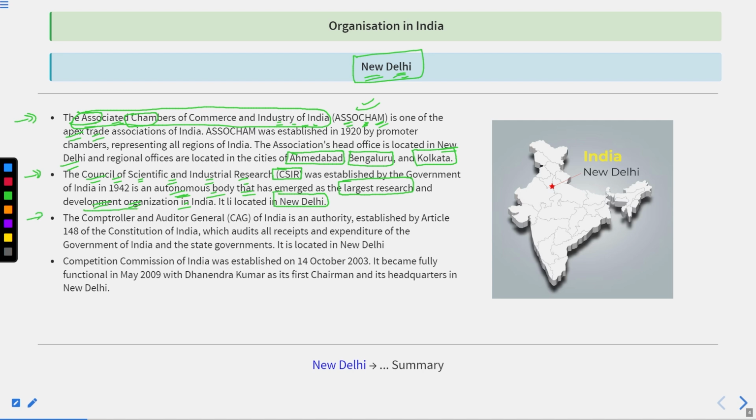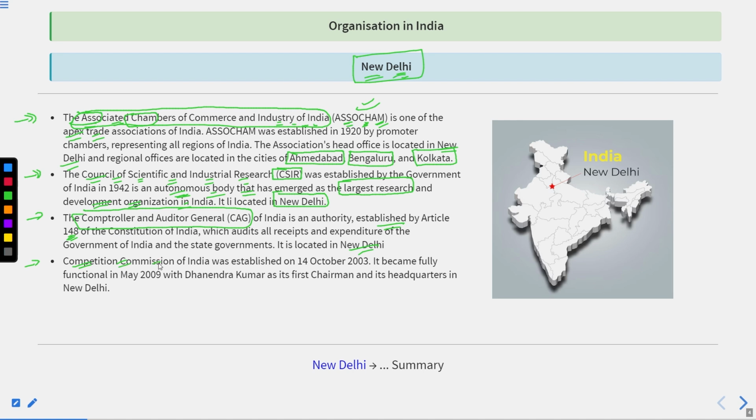Then we have the CAG, also known as the Comptroller and Auditor General of India. It is established by Article 148 of the Constitution of India. So what do we get by this? Basically, it is a constitutional body. So what are the functions and work of the CAG? It audits all the receipts and the expenditure of the government of India and the state governments. Whatsoever expenditure the central government and the state governments make in a particular year, and whatsoever revenue they generate in a particular year, all these things will be audited by the CAG. And it is also located in New Delhi, the capital of the country.